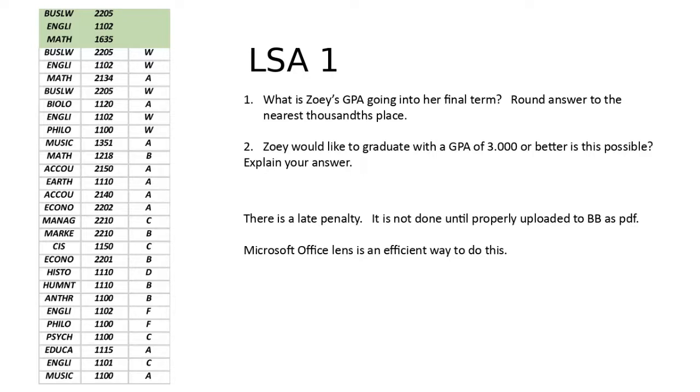One of the things that you learned is sometimes you have to go get things. So for example, that is Business Law 2205, that is English 1102, it is Math 2134, it is Biology 1120, and this just goes on. It's Music 1351, and so on and so forth. So anyway, those are courses, those are grades. So here's the question, and this is a hypothetical.